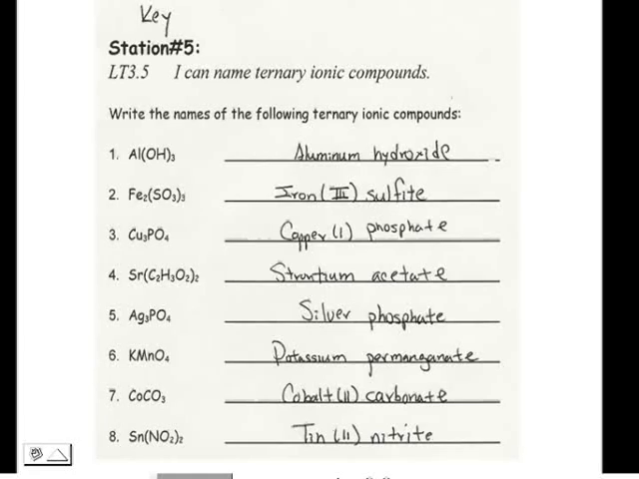This is the solution for station number 5. I can name ternary ionic compounds from their formulas. At this time, you may pause the video to check your individual answers, or you may continue with this video to hear the individual explanations for each of the problems.